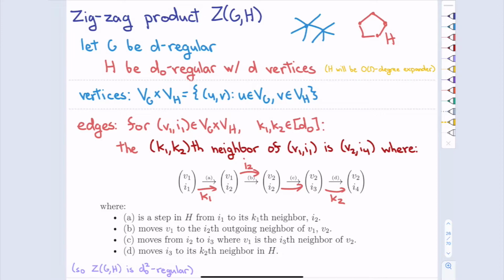The idea was we have some kind of regular graph G, and I want to reduce the degree. We took a constant degree expander H over D vertices. So let's say G has degree 100, and we get a graph H that has 100 vertices, and this is regular with even smaller degree, say 5 or something. And it's a constant degree expander.